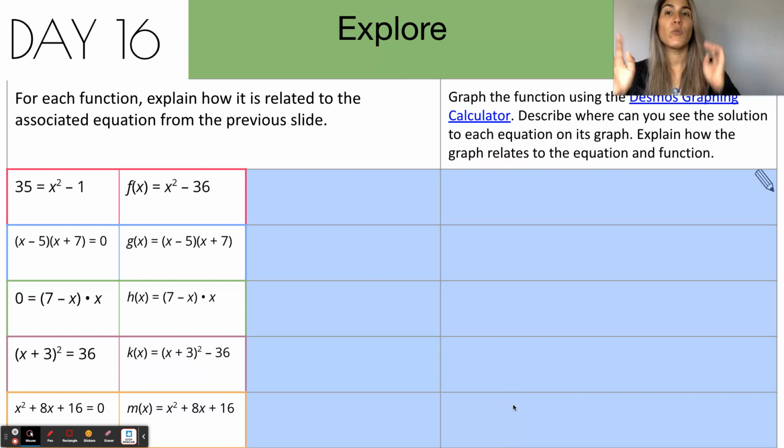So for this explore, this is day 16. One thing that I noticed that could confuse our multilingual learners in this portion, it says, for each function, explain how it is related to the associated equation from the previous slide. So they would have seen everything on this side in the previous slide. Now, when this slide comes, it is unclear what they're being told to look at specifically. So one way you could do this is color code to ensure that this equation we're trying to relate to this function. Okay, that this equation we're trying to relate to this function.